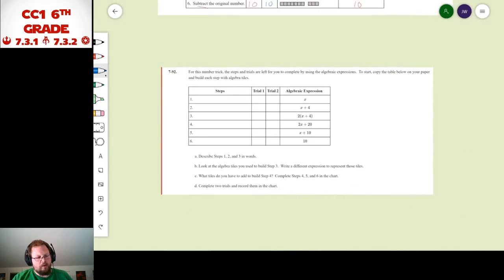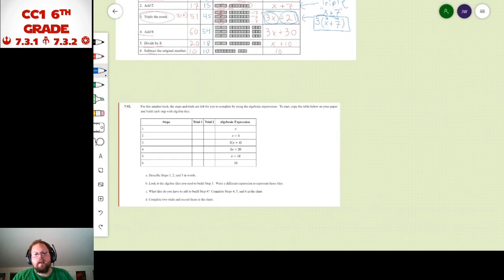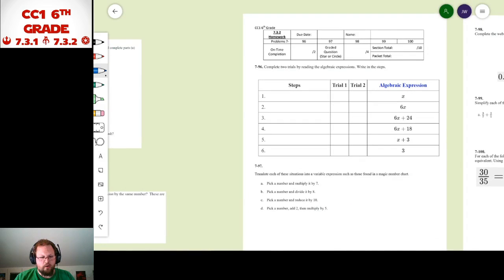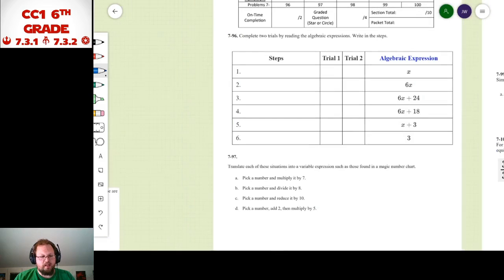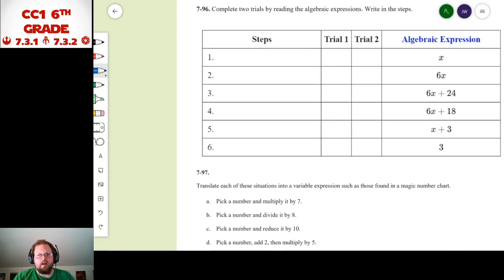For the only other problem here that I want to talk about, I would like you to take 7-92 and try to write out the steps for this and do another algebraic expression. Okay, try something out. Try to write those out. Now I'm going to jump into the homework help. I know this video ran a little bit longer, but 7-96 is going to follow the same thing that we have talked about already.